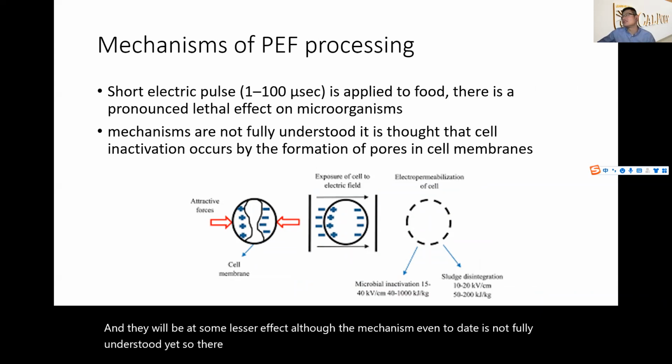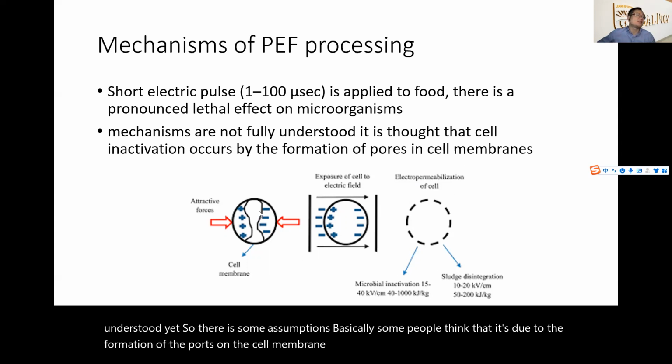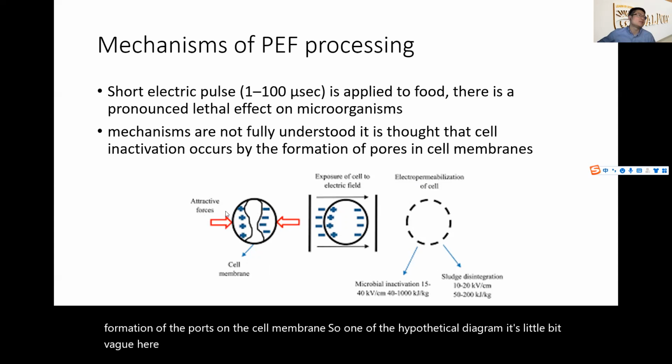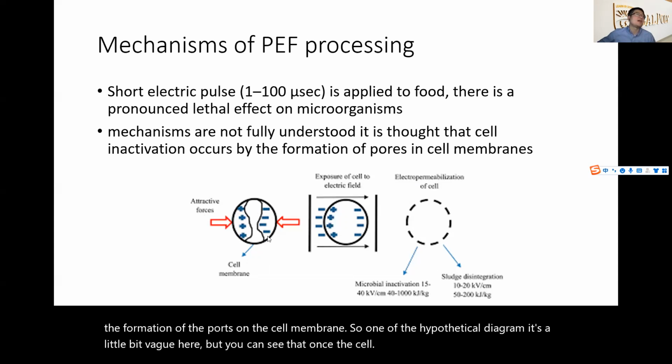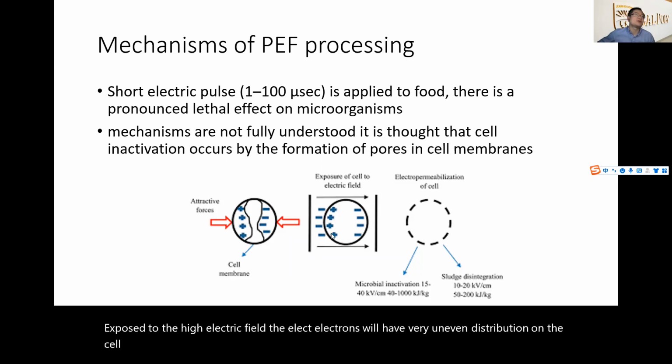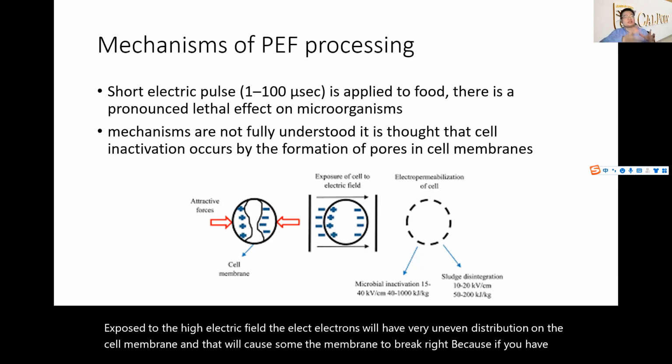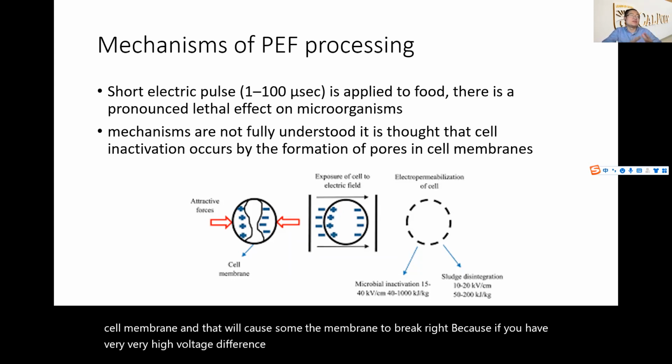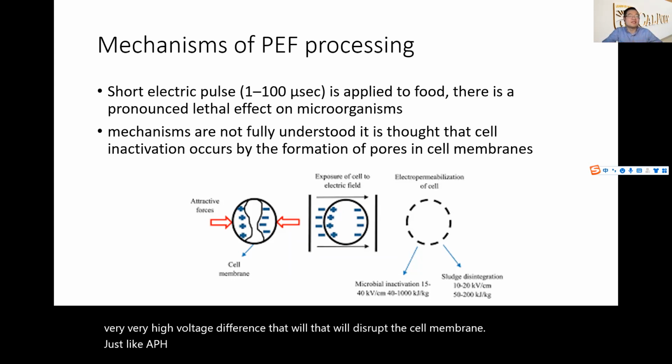So there are some assumptions, basically. Some people think that it's due to the formation of pores on the cell membrane. One hypothetical diagram, it's a little bit vague here, but you can see that once the cell is exposed to the high electric field, the electrons will have a very uneven distribution on the cell membrane, and that will cause the membrane to break, right? Because if you have a very high voltage difference, that will disrupt the cell membrane, just like a pH difference inside and outside the cell.